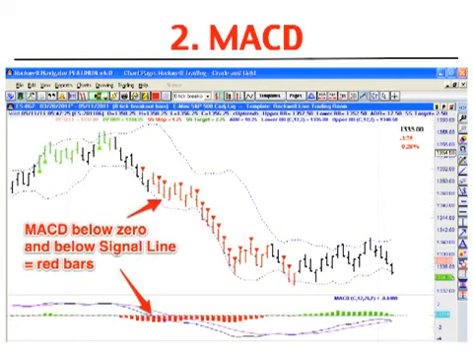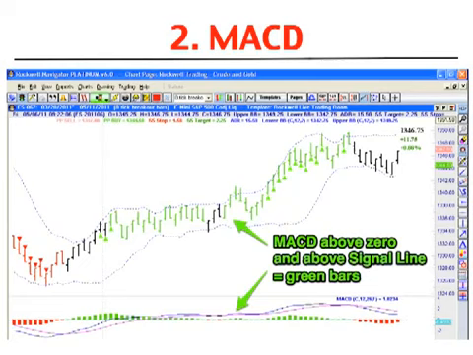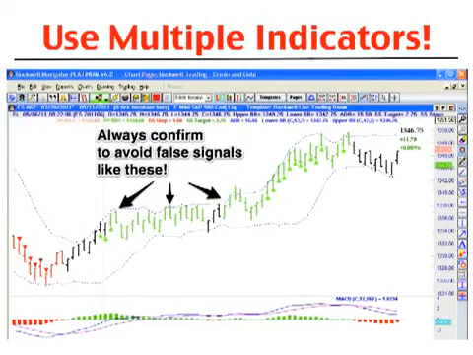In a downtrend, I want to see that the MACD is below the zero line and below its signal line, which on my charts is the purple line. And if these conditions are met, I color the bars on my chart red. Now, in an uptrend, I like to see that the MACD is above the signal line and above the zero line, and that's when I color the bars green. So as I mentioned before, my primary indicator are the Bollinger Bands, but I would never rely on one indicator alone. You would get too many false signals. You should always confirm your primary indicator with a second indicator.